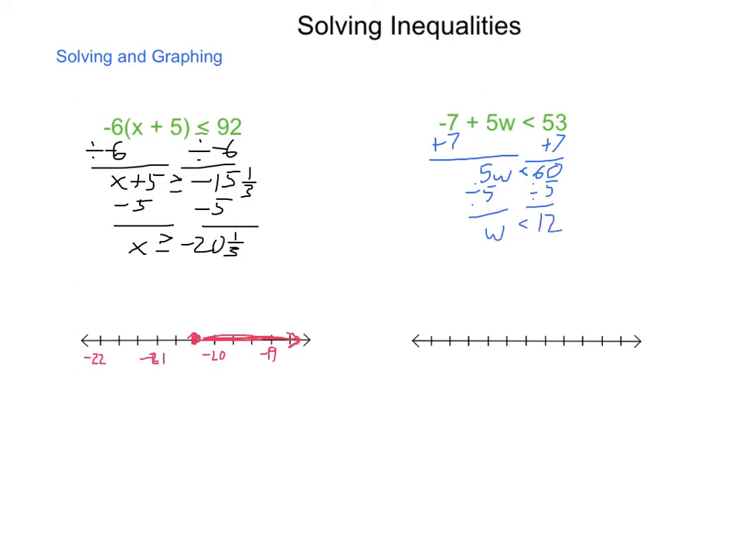So on my number line, 12 is the most important point. Put a couple others on there so I have reference of where I'm at. And since I'm not equal to this time, I'm going to put an empty circle around where the number 12 is. And I'm looking at everything that would be less than this. So that will be from here going to the left.